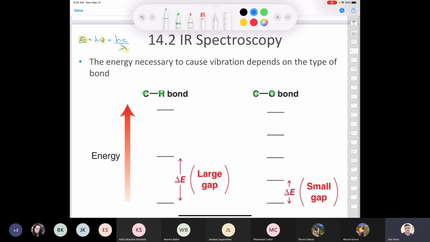Okay? But again, in order to cause the vibration to occur, you've got to hit it with the exact correct frequency or wavelength of light. It's got to have the exact amount of energy in order to cause this transition, this vibration to occur.